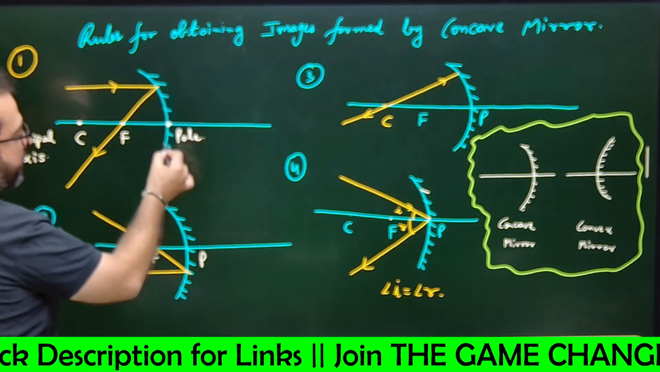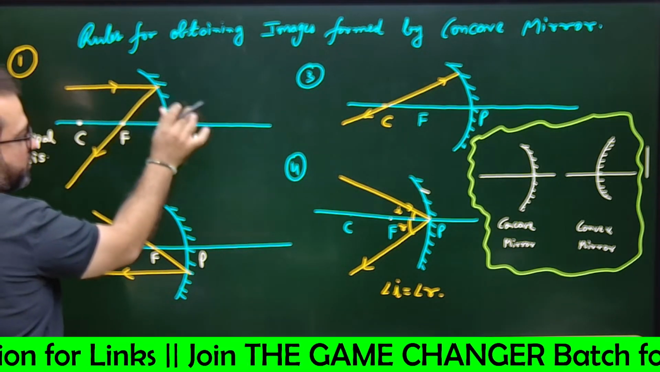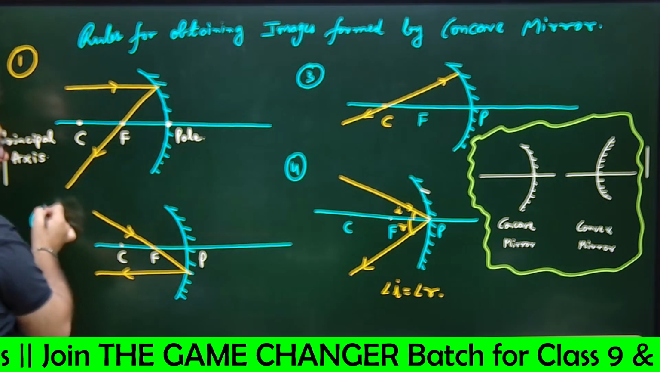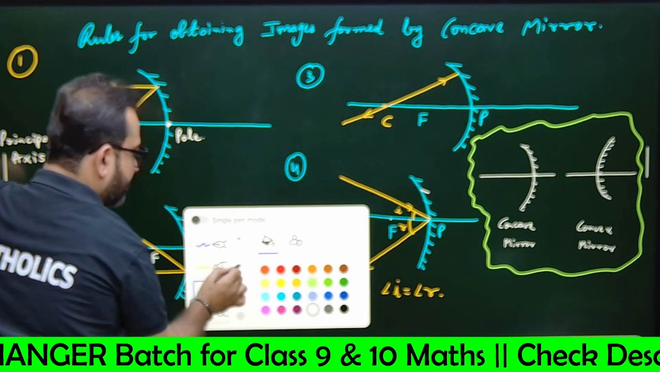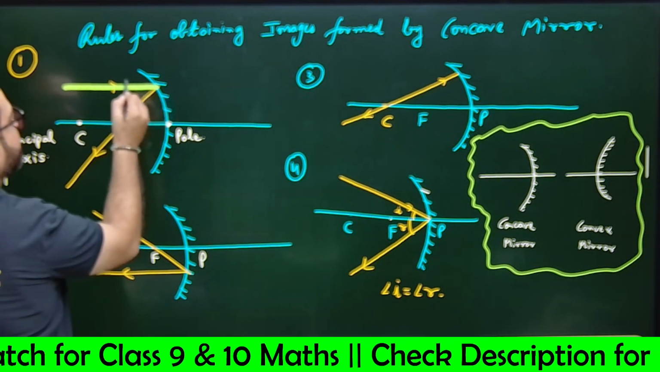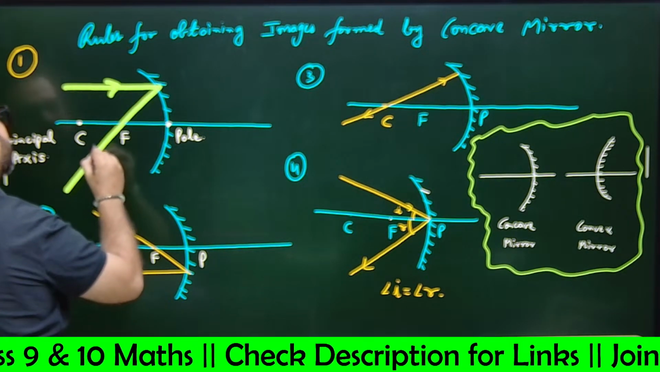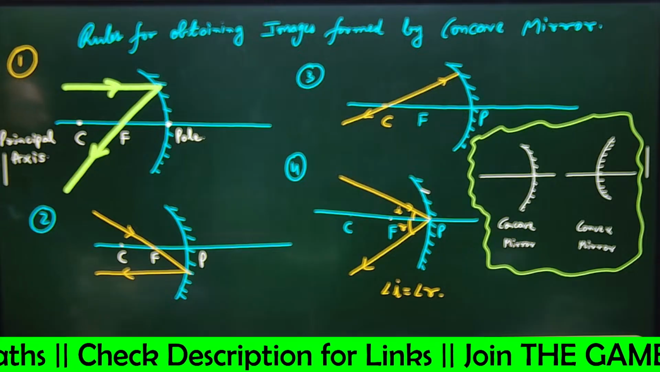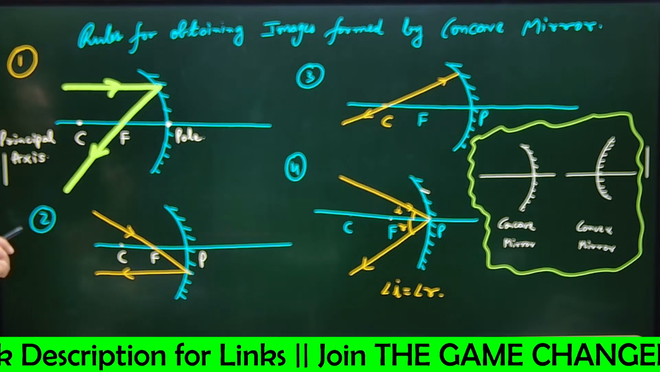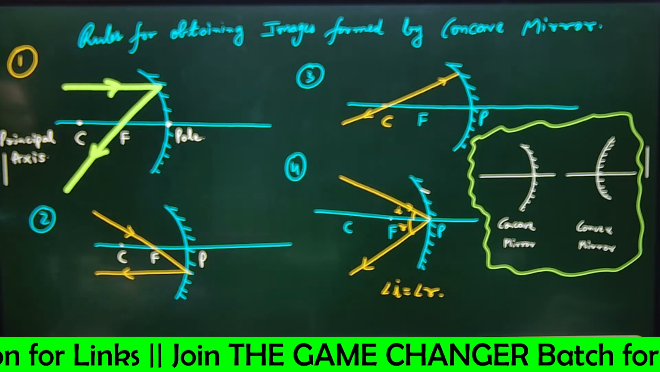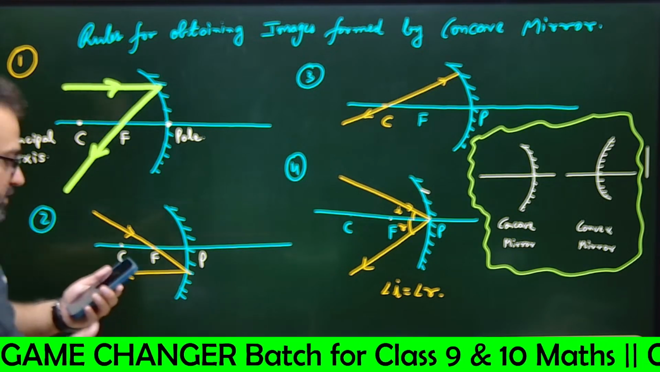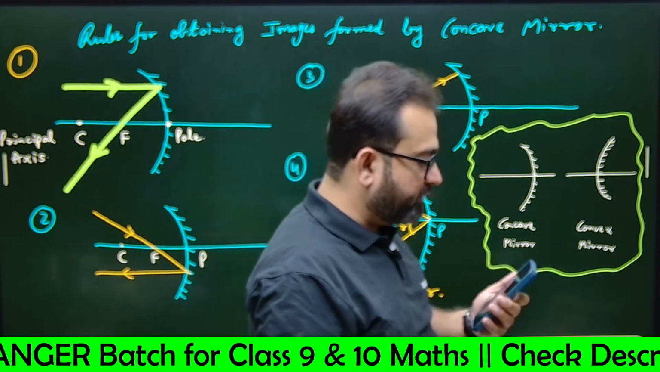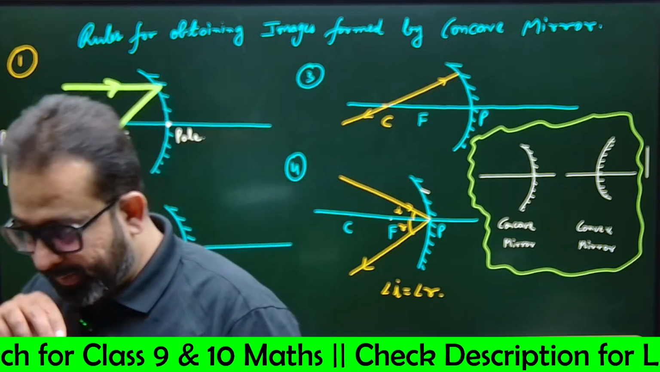This is a concave mirror. A ray of light coming parallel to the principal axis will get reflected back through the focus. If you can see, the ray of light is coming like this and going in this direction. Yes or no? So for a concave mirror, if a ray of light is coming parallel to the principal axis, it will reflect back through the focus.